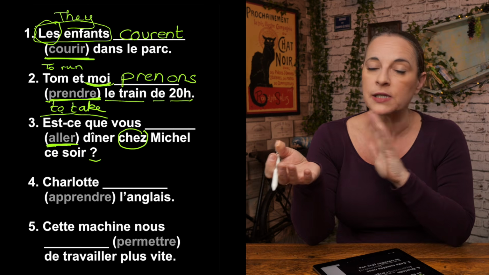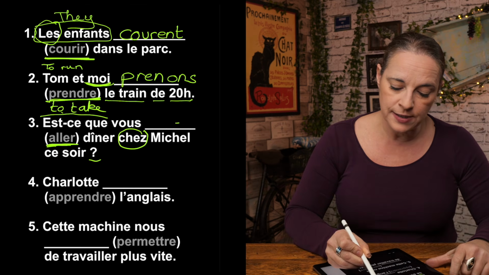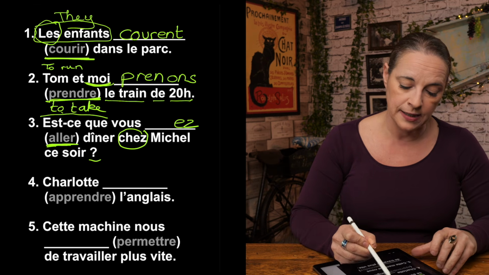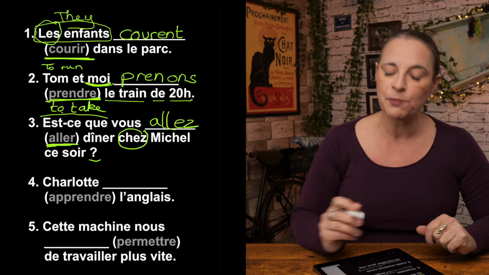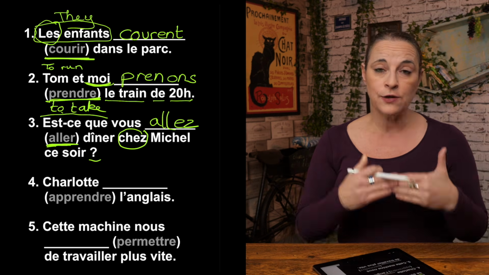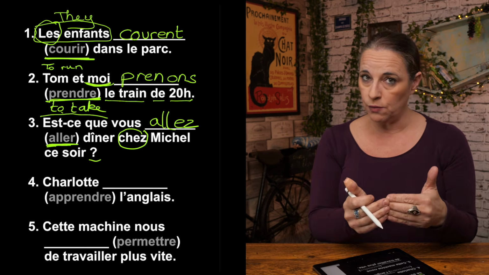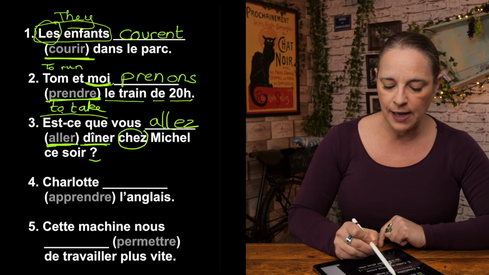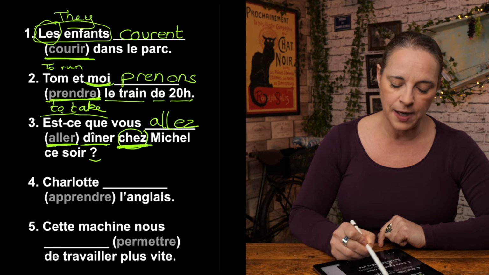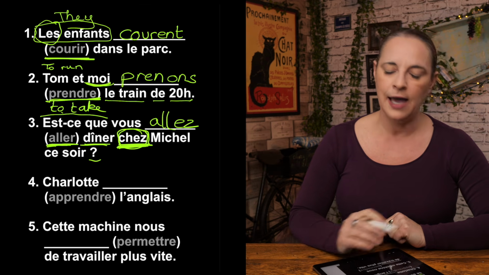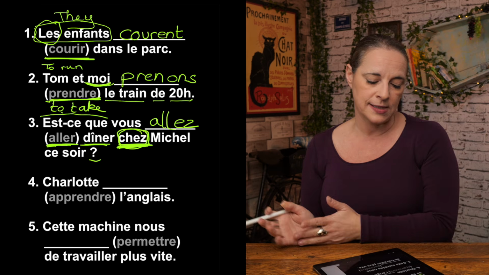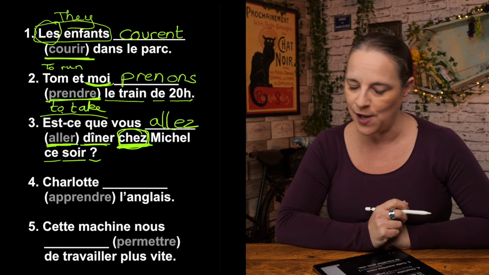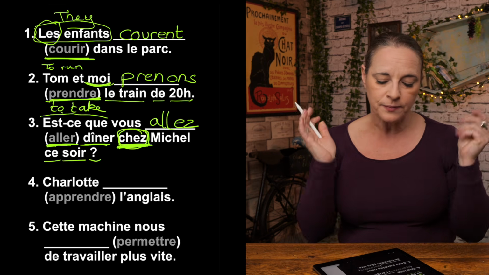Now, we know that the subject is vous, so we know that it's going to be ez. But what is the stem of aller in that respect? It is just simply all. So, est-ce que vous allez? Do you go or are you going for dinner, to dine, at Michel's house? And by the way, whenever you see chez and then a name, it means at someone's house, okay? And when is it happening? This evening, ce soir.